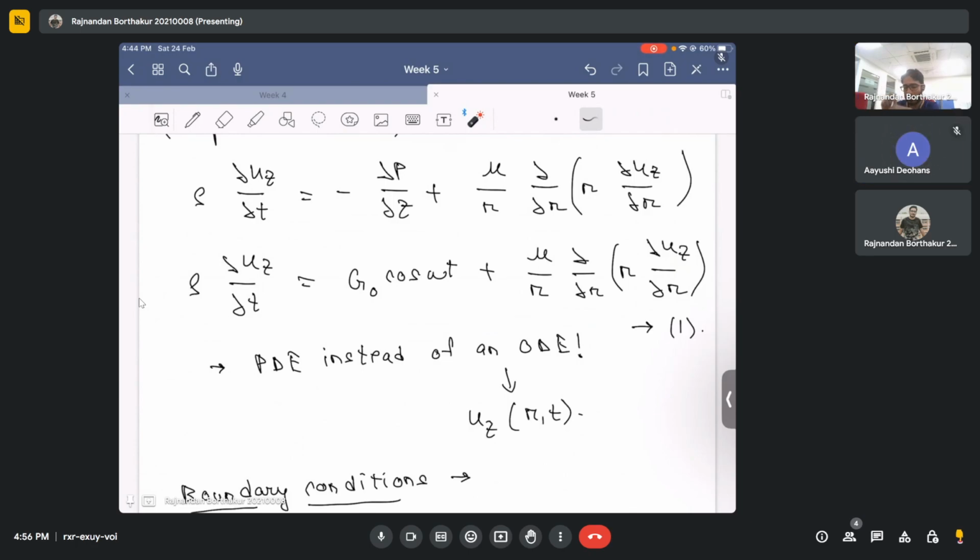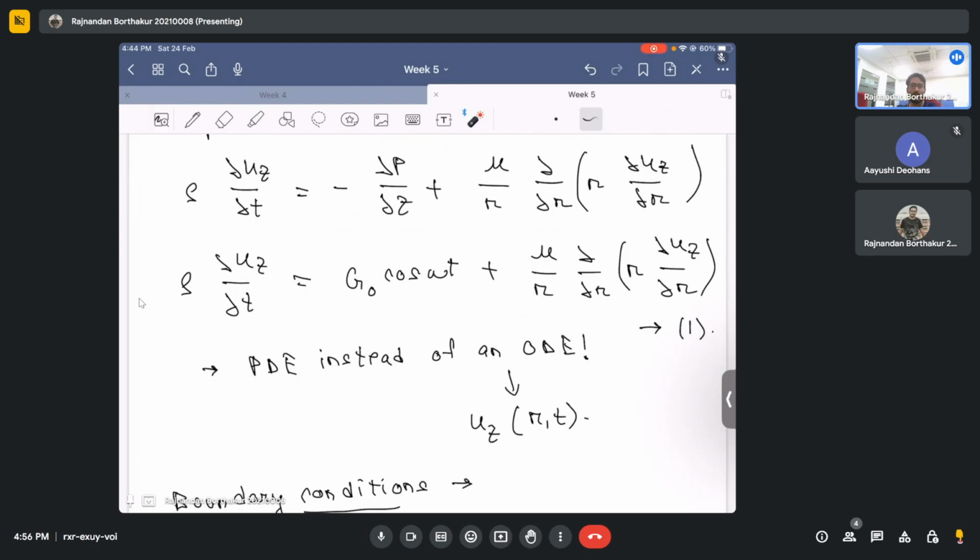If I correctly remember, in Stokes' second problem also, you don't use the initial condition, you just use the boundary condition. Correct, right? So that's the essence. That's a very good question actually. Thank you for putting it forward. I hope this is clear.